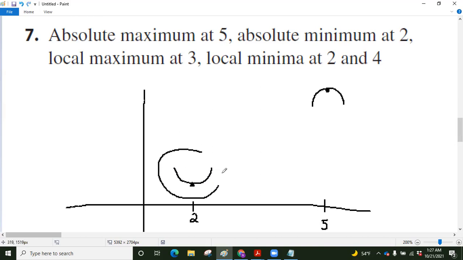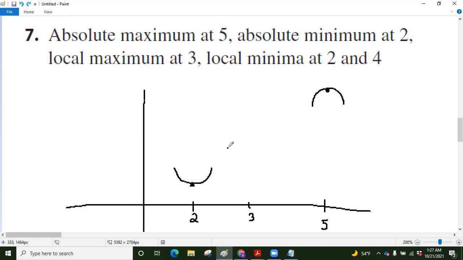And so we'll say that we have something like this. And then we have a local maximum at 3. So if we're looking at 3 here, it says we have a local maximum. So at 3, we definitely can't draw something here, right? Because it said that there was an absolute minimum at 2. So if I drew this here, then this point wouldn't be the smallest point on the graph. This would be.